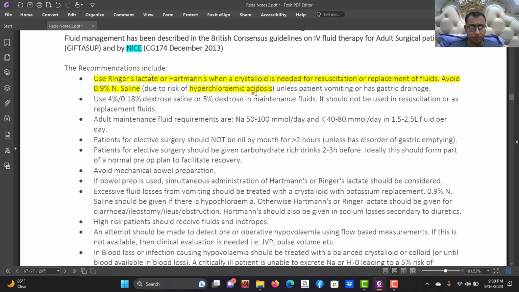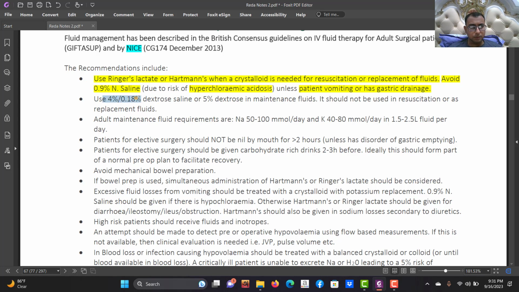So it can cause hyperchloremic acidosis, which is not assessed in our country, because ABG analysis is not so good here. But in the UK you have to use Ringer's lactate or Hartmann's, unless the patient is vomiting. Yes, there is a chance of using normal saline if there is vomiting or gastric drainage. In that case you have to make up for the stomach losses or excessive loss of sodium chloride, so you can use normal saline.